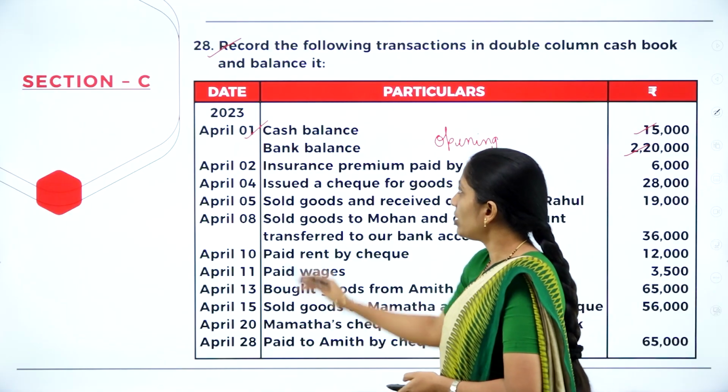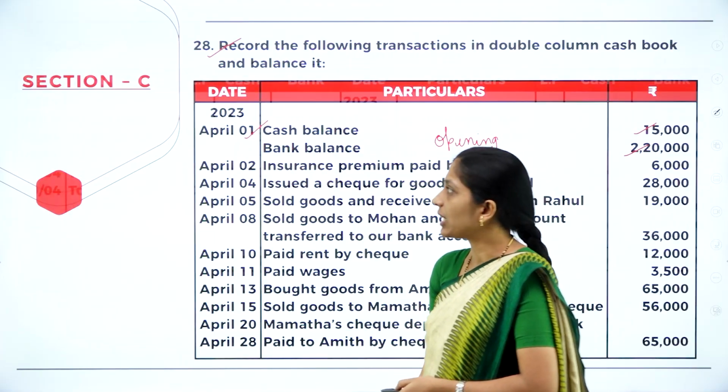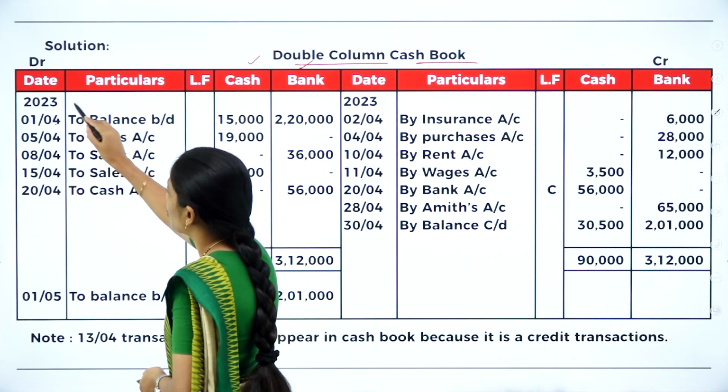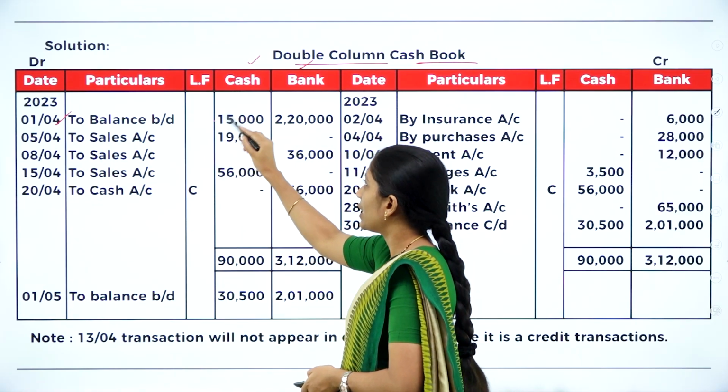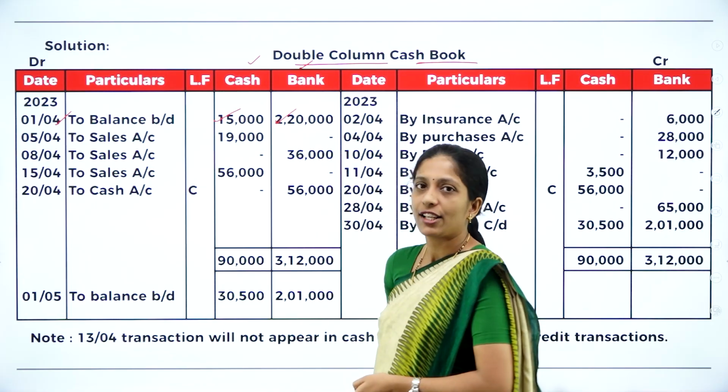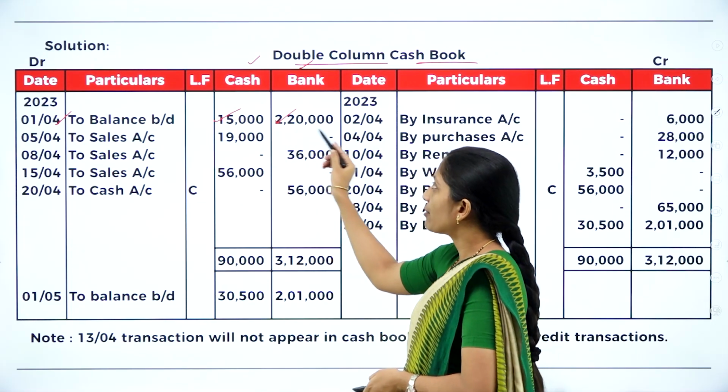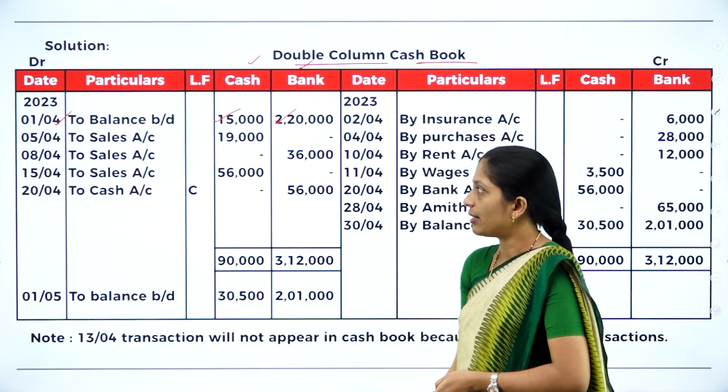So we shall start with the cash balance and bank balance they have given. You have to write 1/4/2023 To Balance b/d. The amount of cash has to be written in the cash column, and the amount of bank has to be written in the bank column. It is 15,000 and 2,20,000.